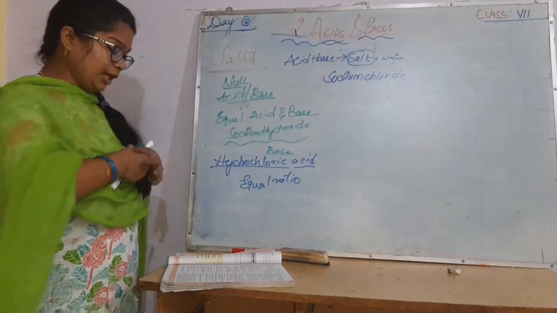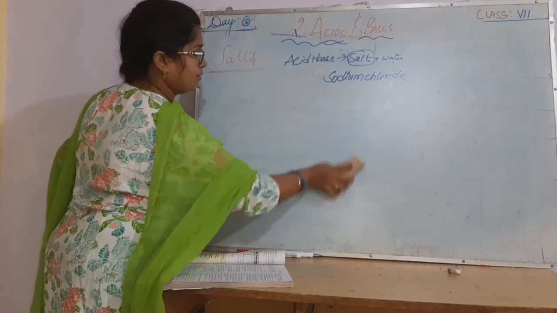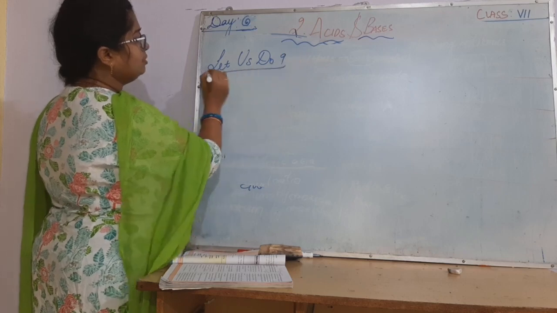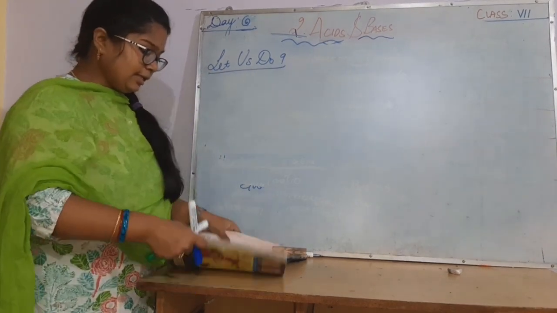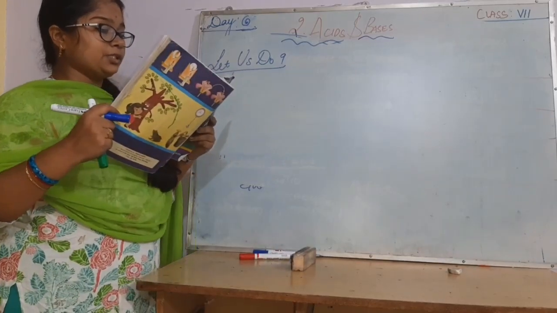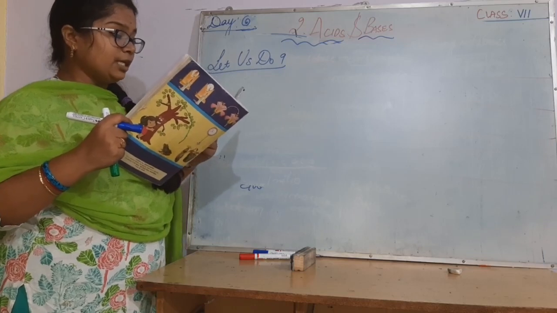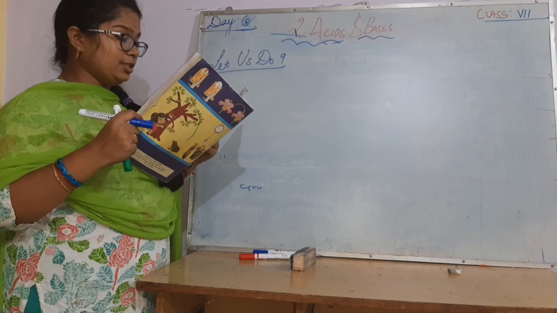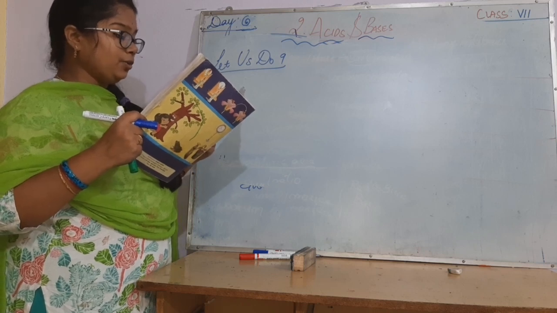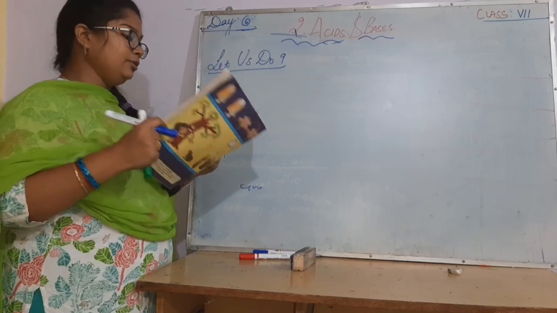Next, let us do 9. Test the following salt substances with the red litmus paper and blue litmus paper. Record your observations in the table. Salts which change blue to red are acidic salts, and salts which change red to blue are basic salts. Some salts affect neither blue nor red. They are neutral salts.